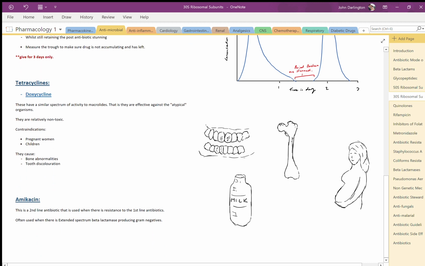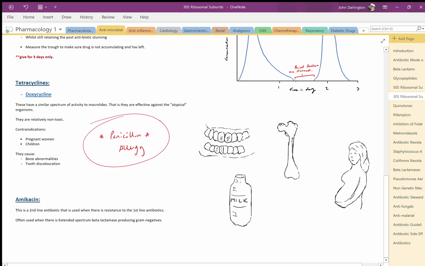Tetracyclines, okay, so these work in the exact same way. They bind to the 30S ribosomal unit. These are used for atypical organisms. Again, these are actually very useful when someone has a penicillin allergy. So when someone has a penicillin allergy, these are very useful.